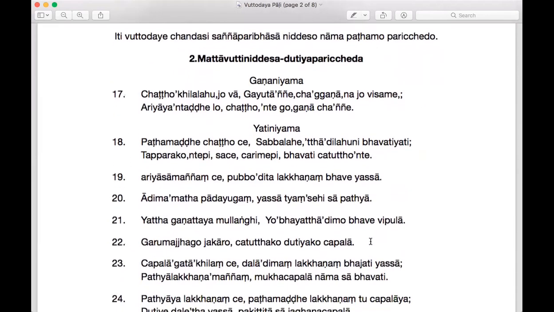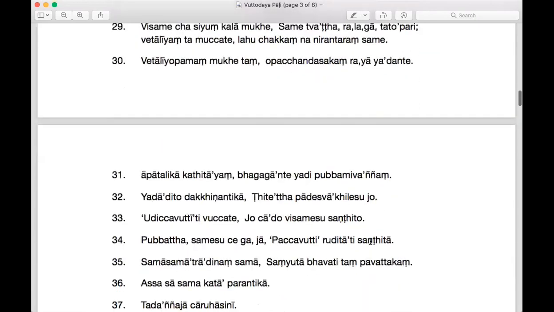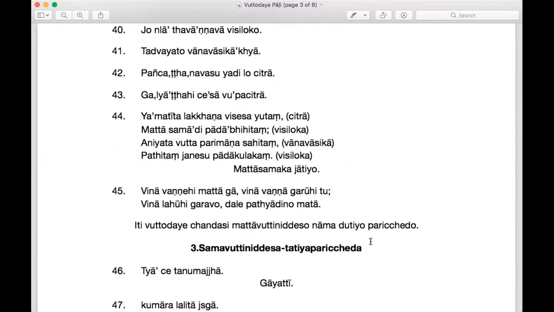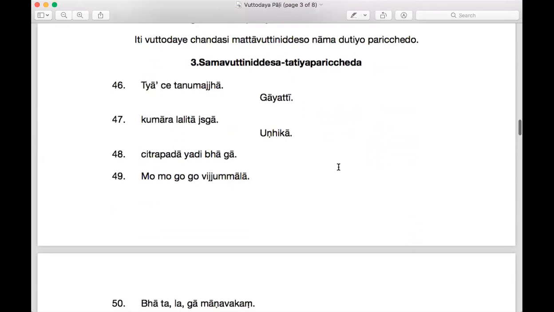All the Matta Vutti meters are presented in the second chapter. So there are 4 kinds of Matta Vutti meters. They are namely Ariya, Giti, Vetaliya, and Matta Samaka. There are 4 types of Matta Vutti meters. And at the end there was a verse for calculations. So today we are going to start this third chapter, Samavutti Niddesa, Tatiya Paricheda.